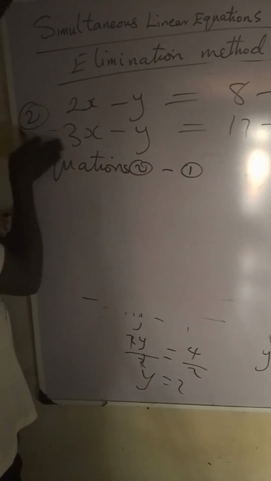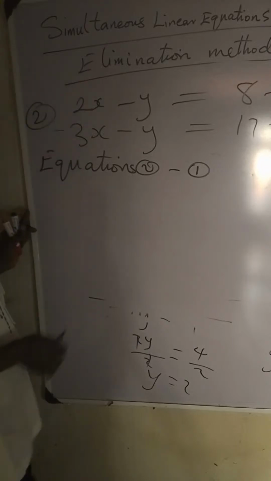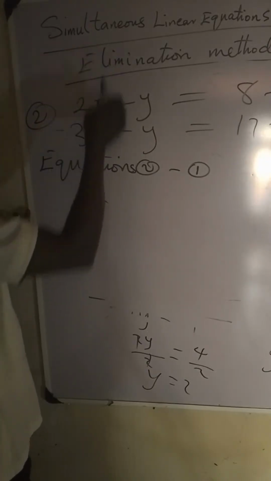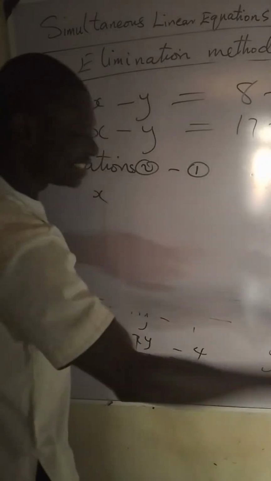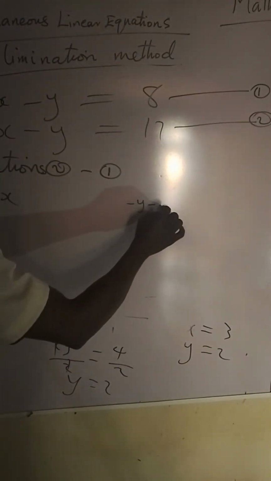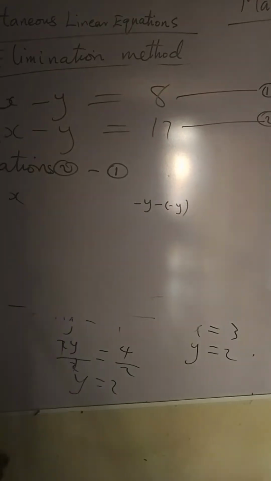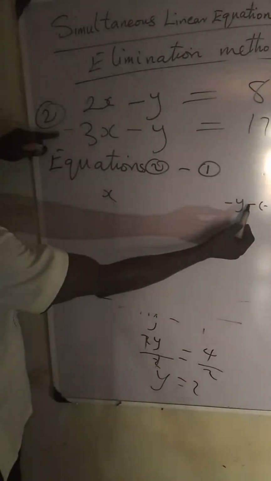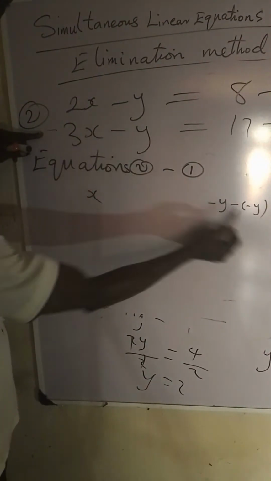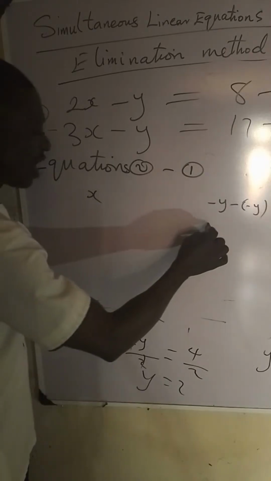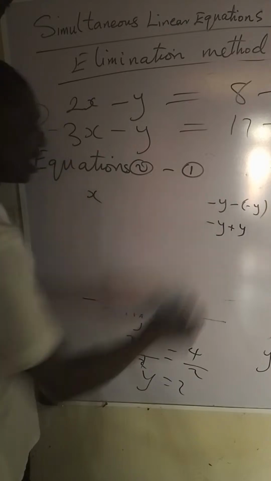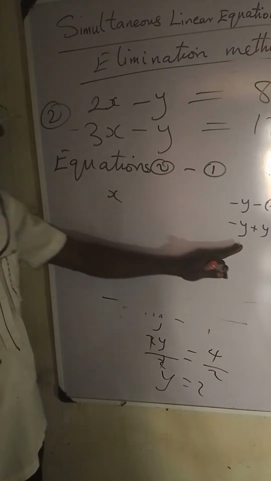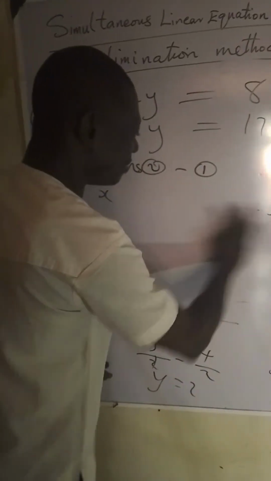That means 3x minus 2x will give us only x. Minus y minus y will give us 0. I hope you understand that. Where are they coming from? Minus y is from equation 1, and minus y is the one inside the bracket. That means we are going to have minus y plus y. And of course you know that minus y plus y will give us 0, and so that is how it becomes eliminated.